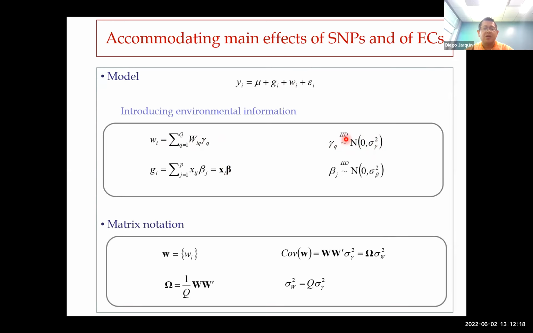So following again the same tricks that we did for G-BLUP, if we stack all of the environmental values in a vector, the covariance of this vector is equal to WW prime sigma squared gamma, where W is the matrix of environmental covariates, and is equivalent to omega, where omega is going to be some sort of environmental kinship matrix, where each one of the entries describes the environmental similarities between pairs of environments.